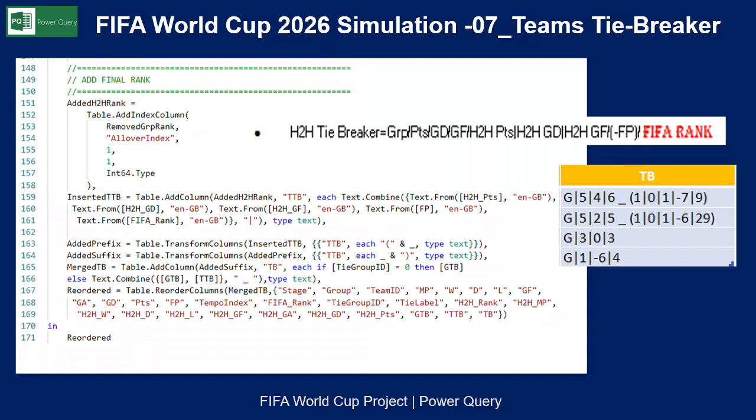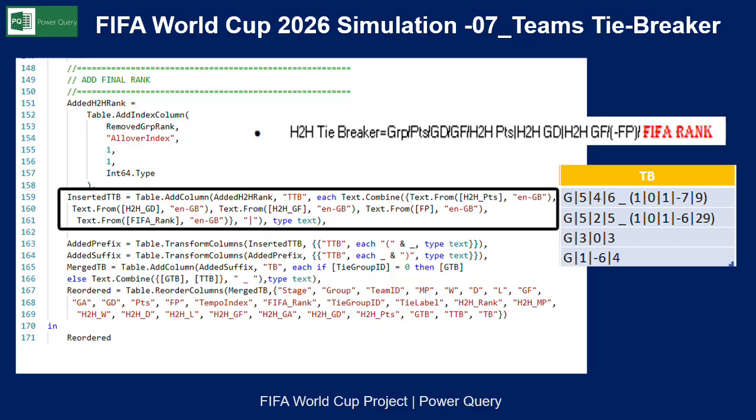One feature I particularly like in this query is the creation of the tiebreaker signature. Instead of storing each criterion separately, we also create a compact text representation of the complete tie-breaking path. For teams that were never tied, the signature contains only the group stage criteria. For tied teams, it combines both the group stage and the head-to-head criteria into a single readable value. This makes debugging remarkably easy because we can immediately see why one team ranks above another.